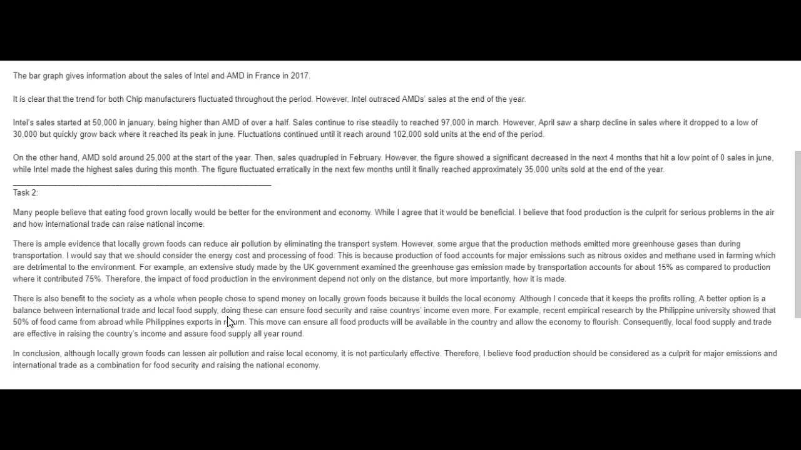In conclusion, although locally grown foods can lessen air pollution and raise local economy, it is not particularly effective. Therefore, I believe food production should be considered as a culprit for major emissions and international trade as a combination for food security and raising the national economy. That's a little awkward. What do you mean as a combination? I think you meant something else.